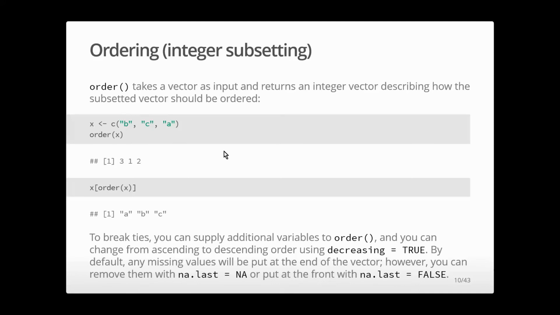And then with order, you take a vectorized input, and it returns an integer vector describing how the subsetted vector should be ordered. This seems silly because we might as well just do sort, but here we're giving it B, C, A, and saying order that, and it's going to say, if you want to put that in order, first you do 3, then you do 1, and then you do 2. If we feed that into itself, we get x subsetted by the order of x. It's going to put that in order, A, B, C. If you want to switch it into reverse ordering, you can do decreasing equals true. Missing values are put at the end of the vector, or you can put them at the front with na.last equals false.